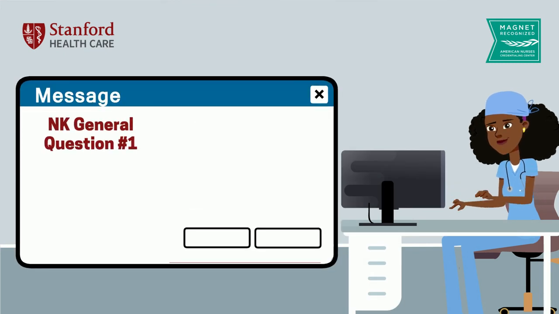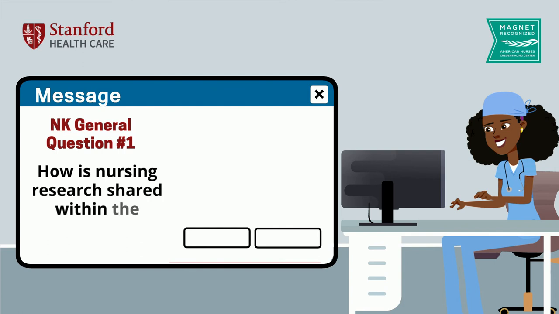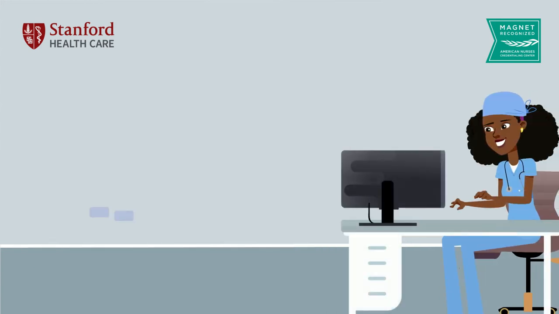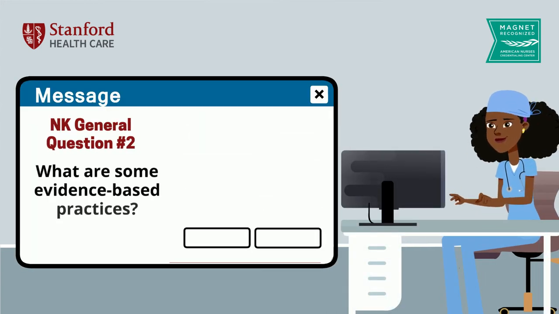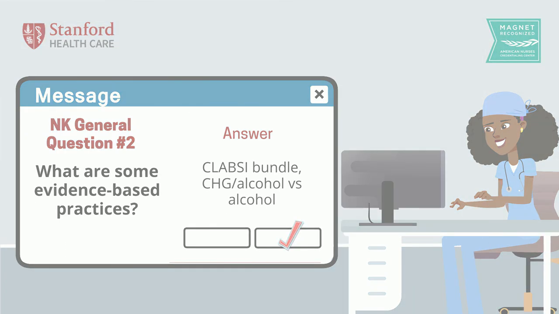New knowledge and innovation general questions. How is nursing research shared within the organization? Some examples are published articles, healthcare conferences, presentations at staff meetings, the Discovery newsletter, the Research and Innovation Shared Leadership Council, and Looking Forward. What are some examples of evidence-based practice? A couple of examples are the CLABSI bundle and CHG alcohol versus alcohol use.